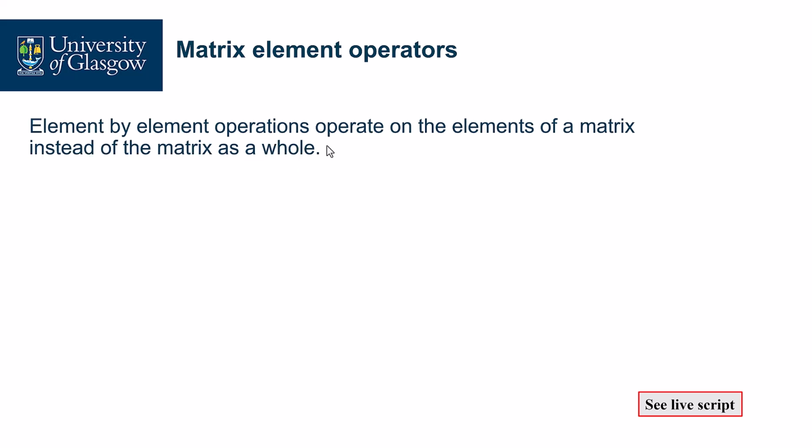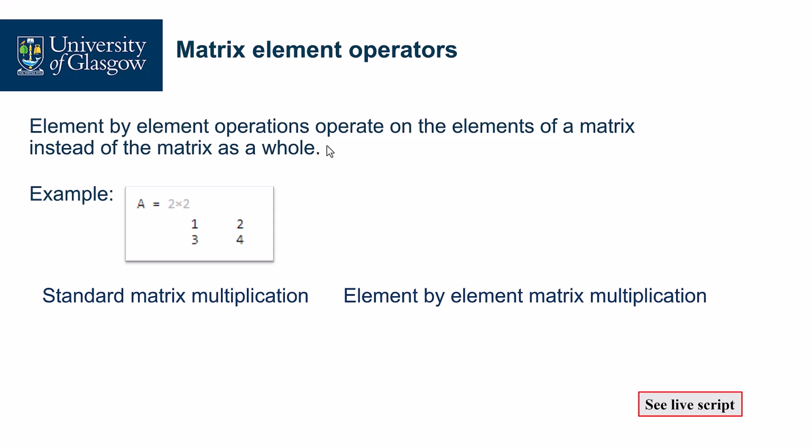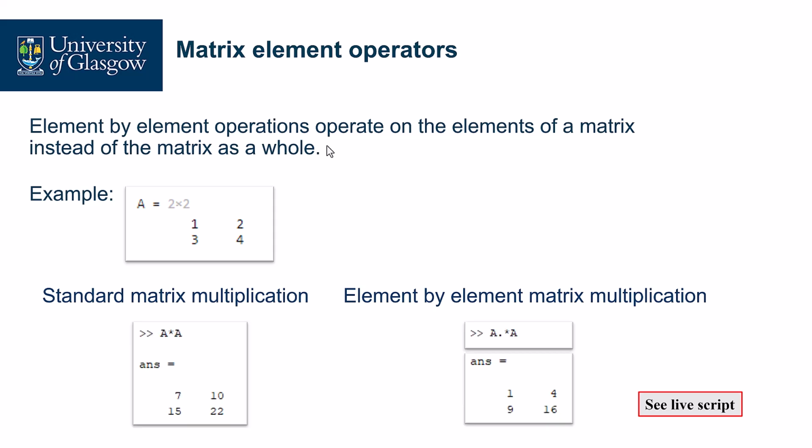So we can see some examples. This is matrix A. Now I do two things. First, I only use multiply. This carries out standard matrix multiplication. The second one, I use dot multiply. This carries out element by element multiplication. So let's see what happens. A multiply A, this is the answer. And A dot multiply A, this is the answer. So clearly we can see this is 1 by 1, 2 by 2, 3 by 3, 4 by 4.